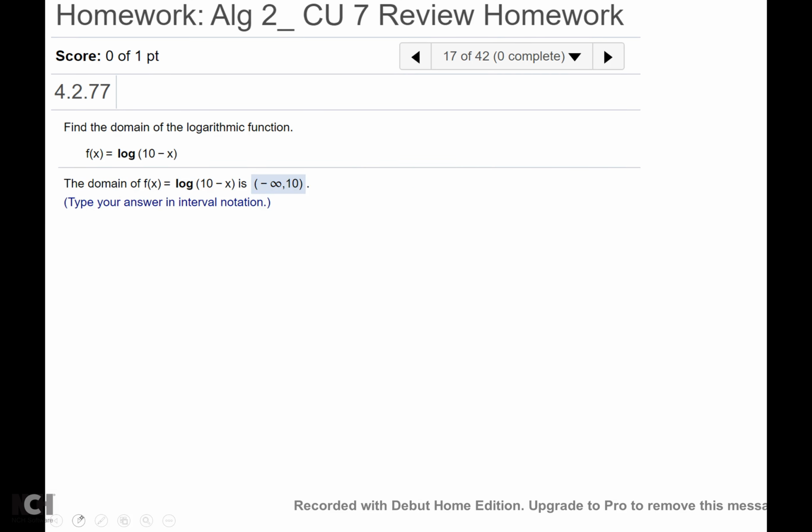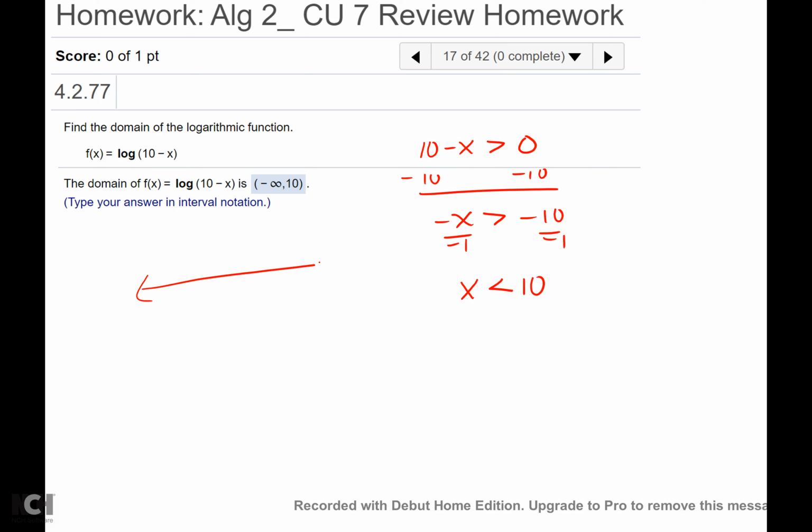Okay, find the domain of this one. Well, I have 10 minus x that has to stay greater than 0. So minus 10, minus 10. Negative x has to stay greater than negative 10. Divide by negative 1. x has to be less than 10 because when you divide by a negative, your inequality flips. So if this is 10, I can't include it, but x can be anything smaller. So the domain starts at negative infinity and goes to 10, but doesn't include it. Okay?